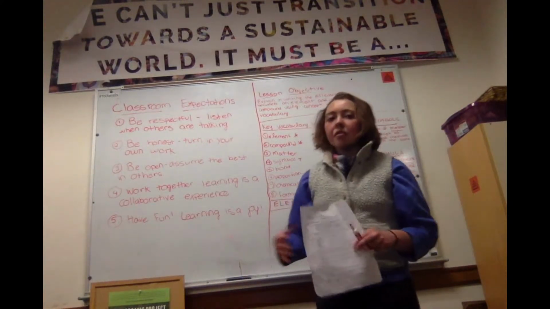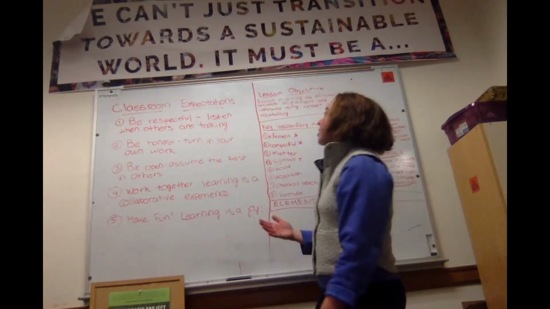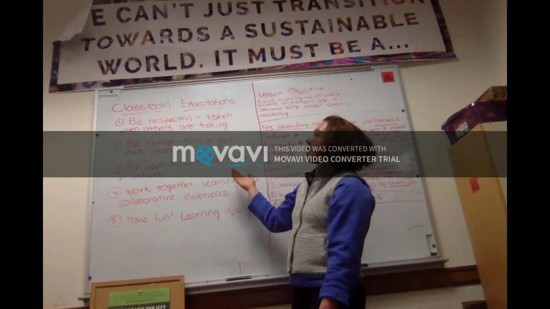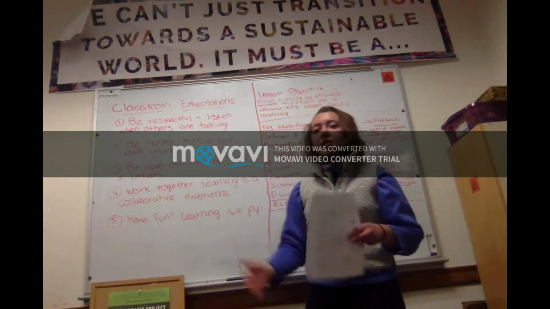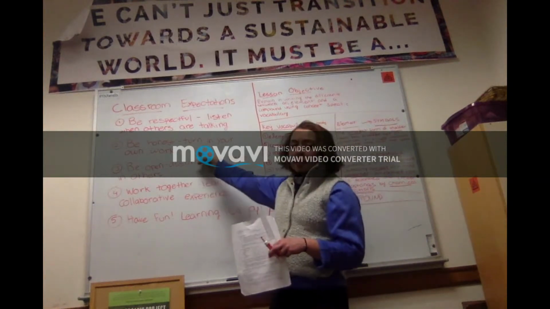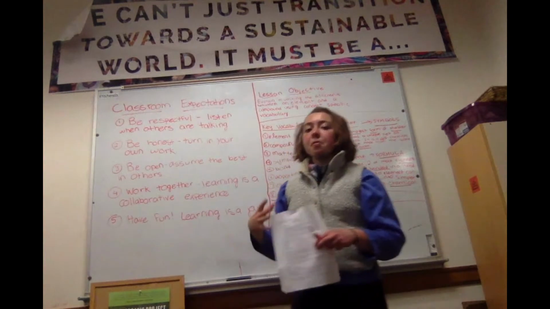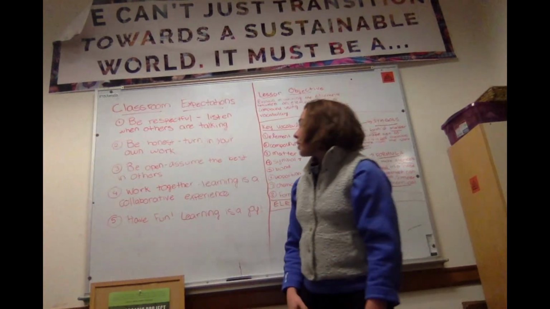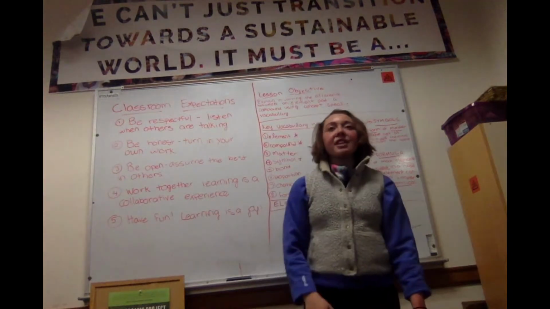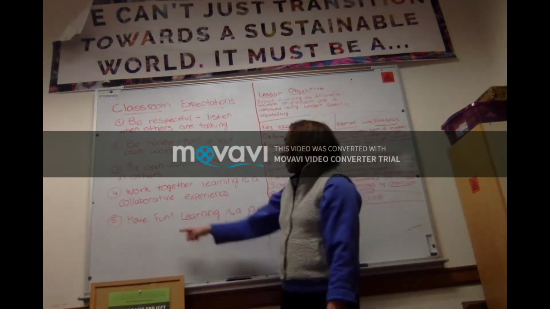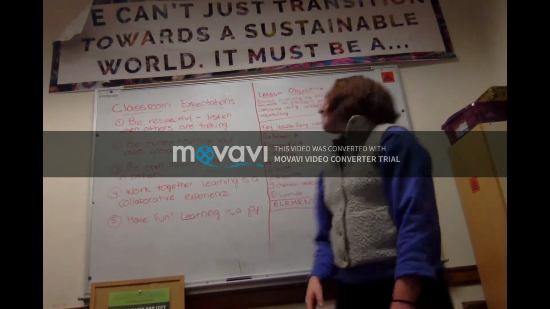I really want to quickly review our classroom expectations, just so we're on the same page for today and for every day. In terms of classroom expectations, we are always respectful. We listen when our peers and when the teacher is talking. We're honest. We turn in our own work. We're open, we assume the best in others, and we practice tolerance. We work together because learning is a collaborative experience, and I love when you guys work together. And finally, we have fun, because learning is a joy, and we're supposed to have fun in this class.